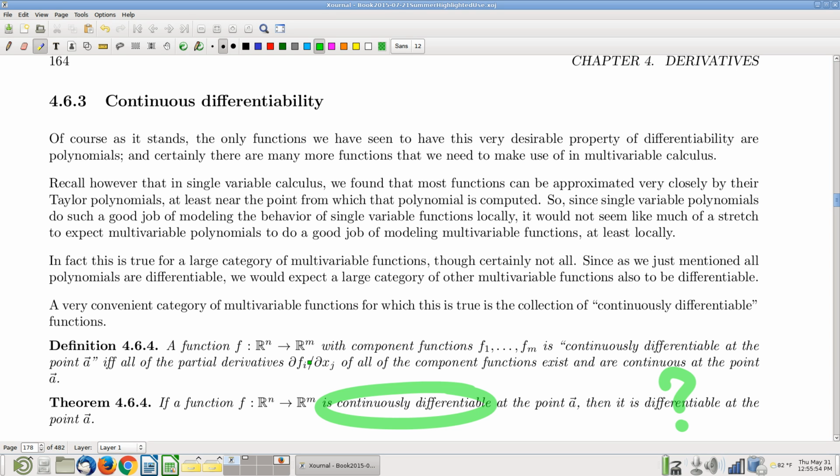That's easy. Compute the partial derivatives. Confirm that they exist and are continuous. No problem. Right? Check that the function's continuously differentiable, and if it is, then the function is also differentiable. Big win. Right? Easy method to apply to conclude an otherwise very difficult conclusion.